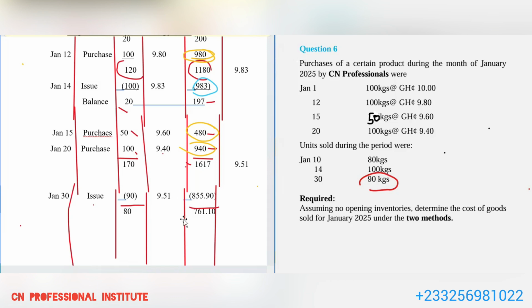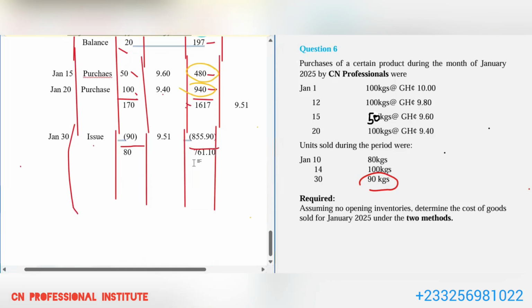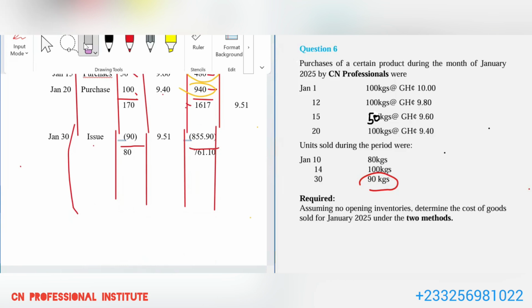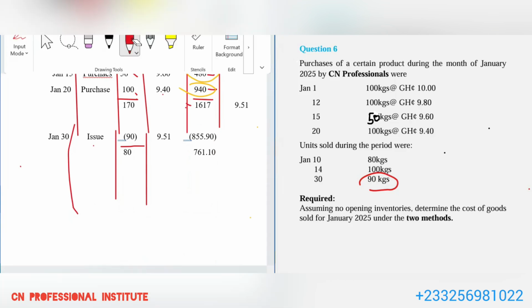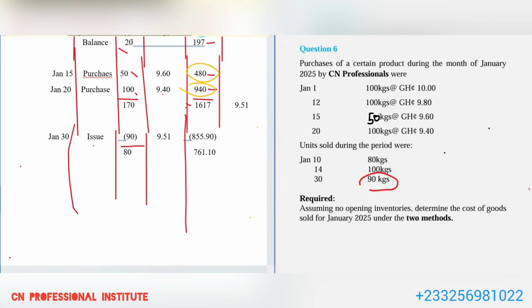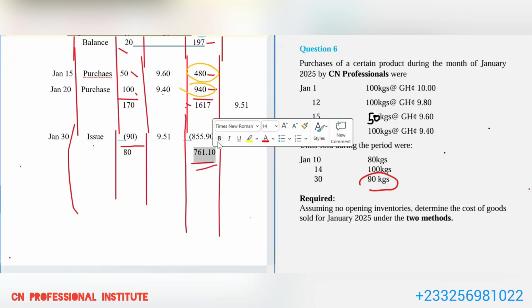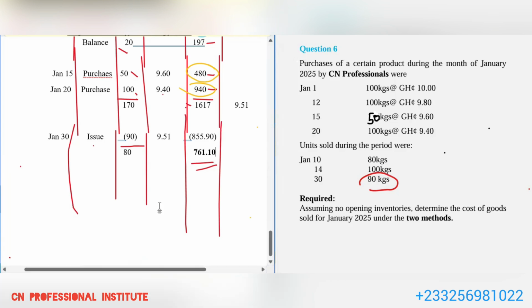So that's it. So this is a closing inventory. Okay. So this will be a closing inventory of 761.10 or either 760. So you can also get 760.8. It's just because of the decimals and rounding on this one. So that's it.